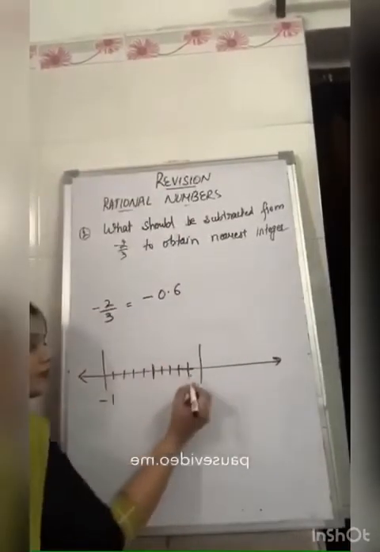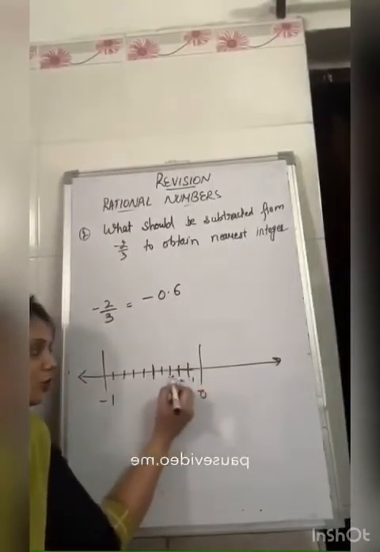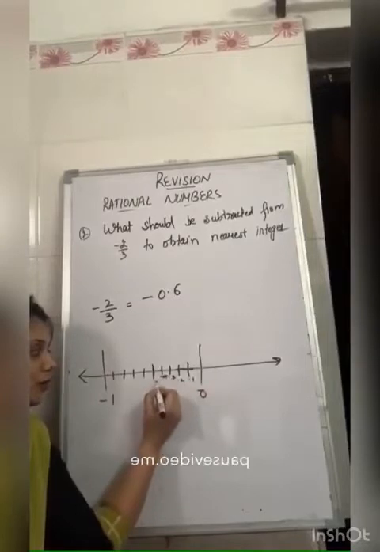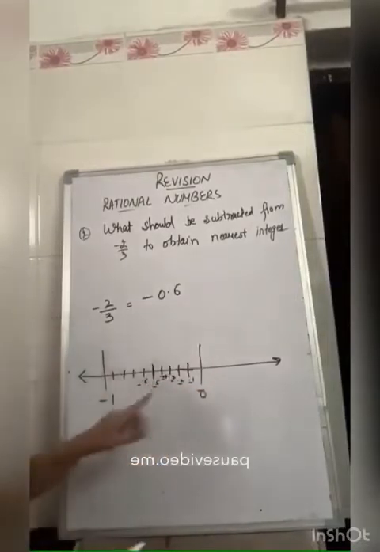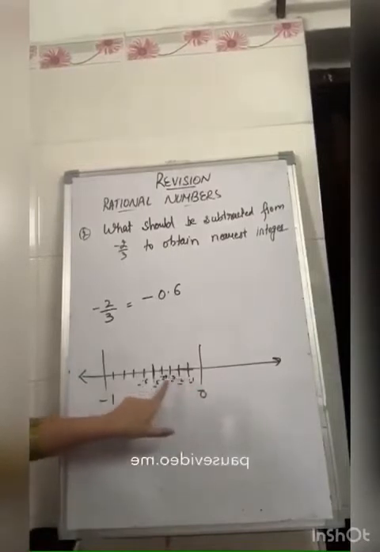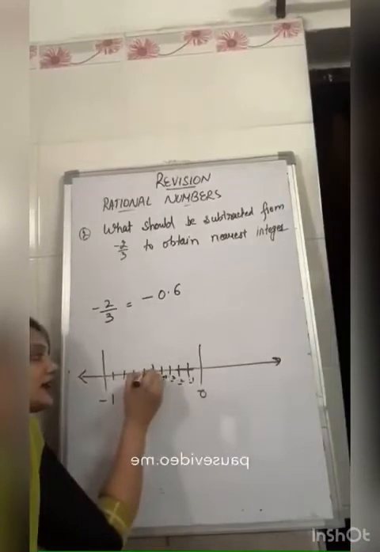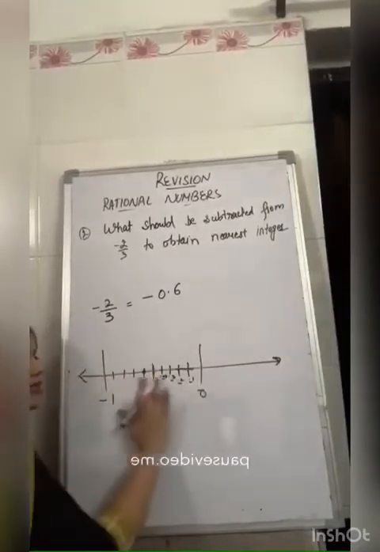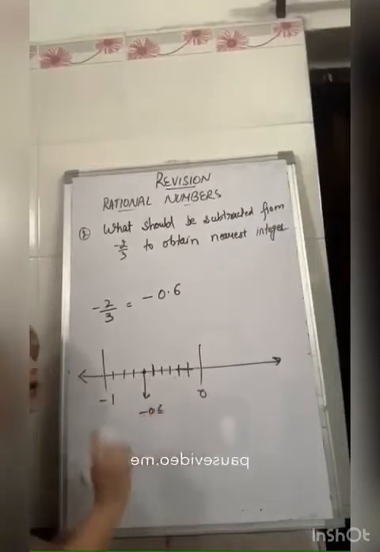So now see, all are negative: 0.1, 0.2, 0.3, 0.4, 0.5, 0.6. ये सब कैसे हैं? माइनस में. Minus 0.1, minus 0.2, minus 0.3, right? So where is minus 0.6? Here is our minus 0.6. This is the number minus 0.6.